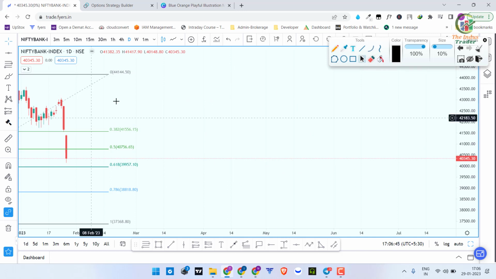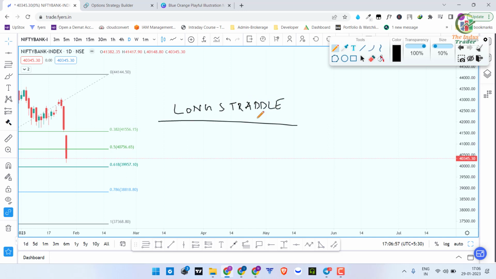The strategy name is long straddle. Let me also give a small introduction about long straddle so that you will come to know why we are using this strategy. Long straddle is nothing but buying a call and put at the money. So let's say if you consider the present 40,345, let's say you will buy the 40,400 call and put together.